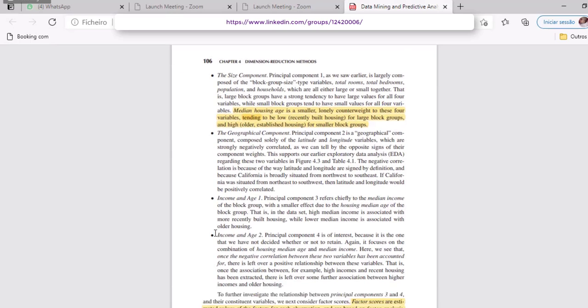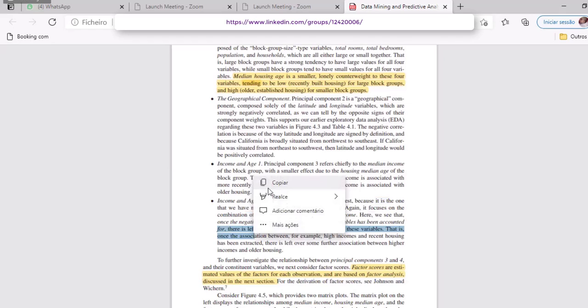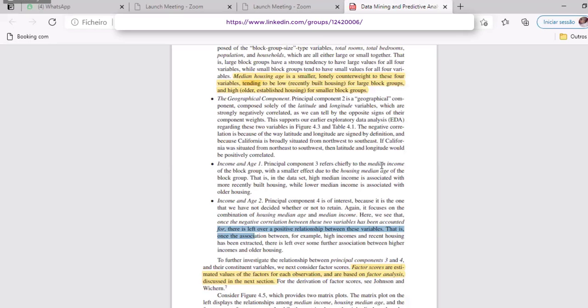Okay, then we have the third component, which we have definitively seen that we are going to include, which is mainly driven by median income of the block group, and it has a small effect of house median age in the opposite direction, as we have seen. And this component has an eigenvalue greater than 1, so for all criteria so far we are going to include it.